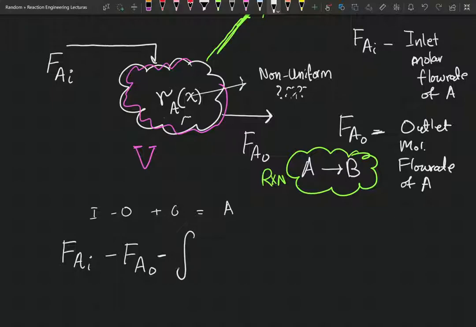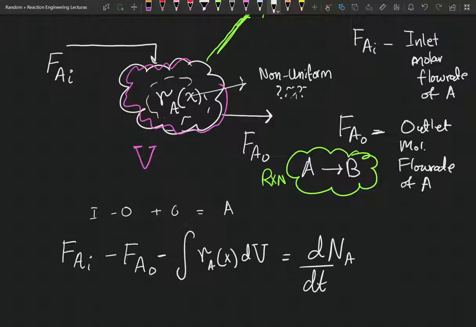And this is going to be an integral. You're going to integrate the RA, because RA is varying with space, in order to get the total moles that have reacted. You'll have to integrate the rate expression, and that shall equal the accumulation of A.